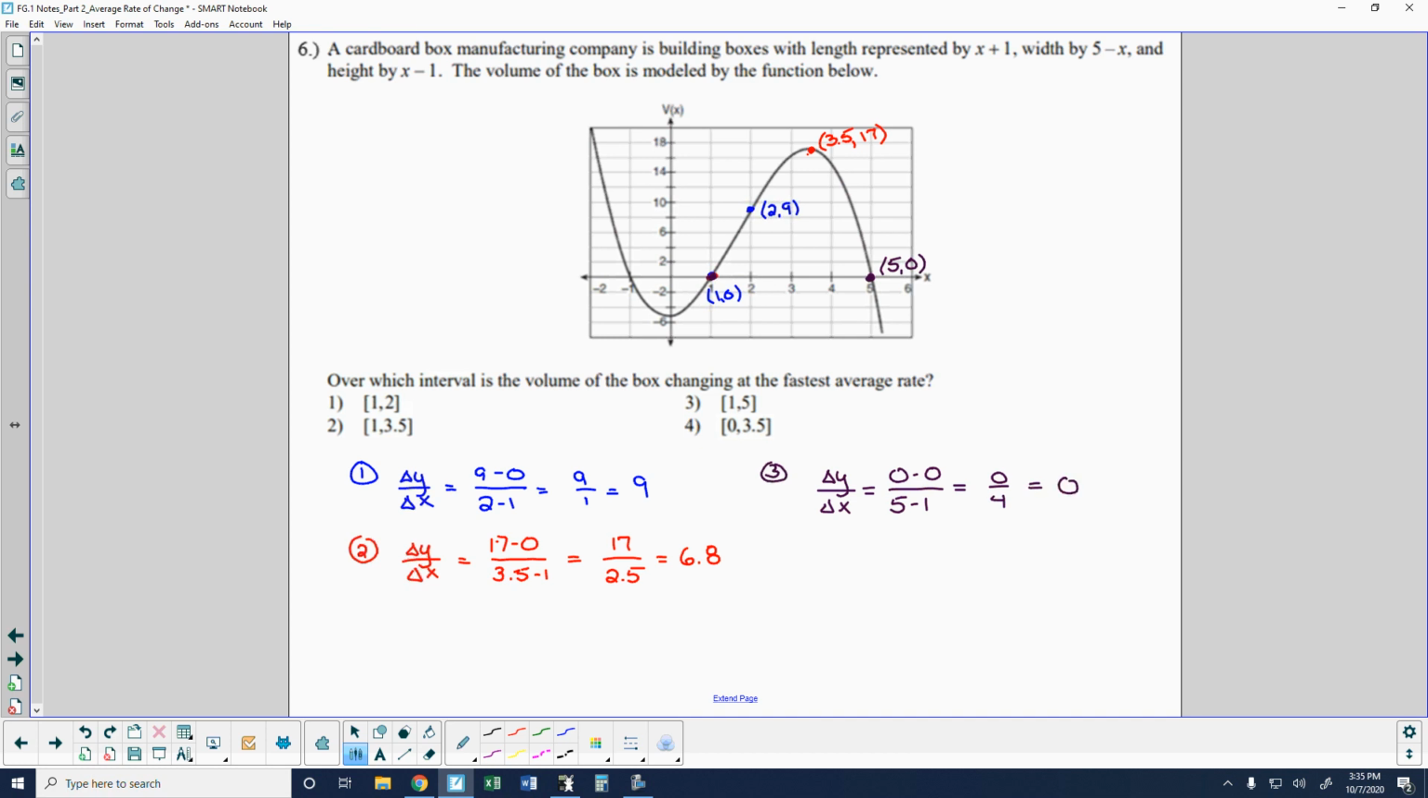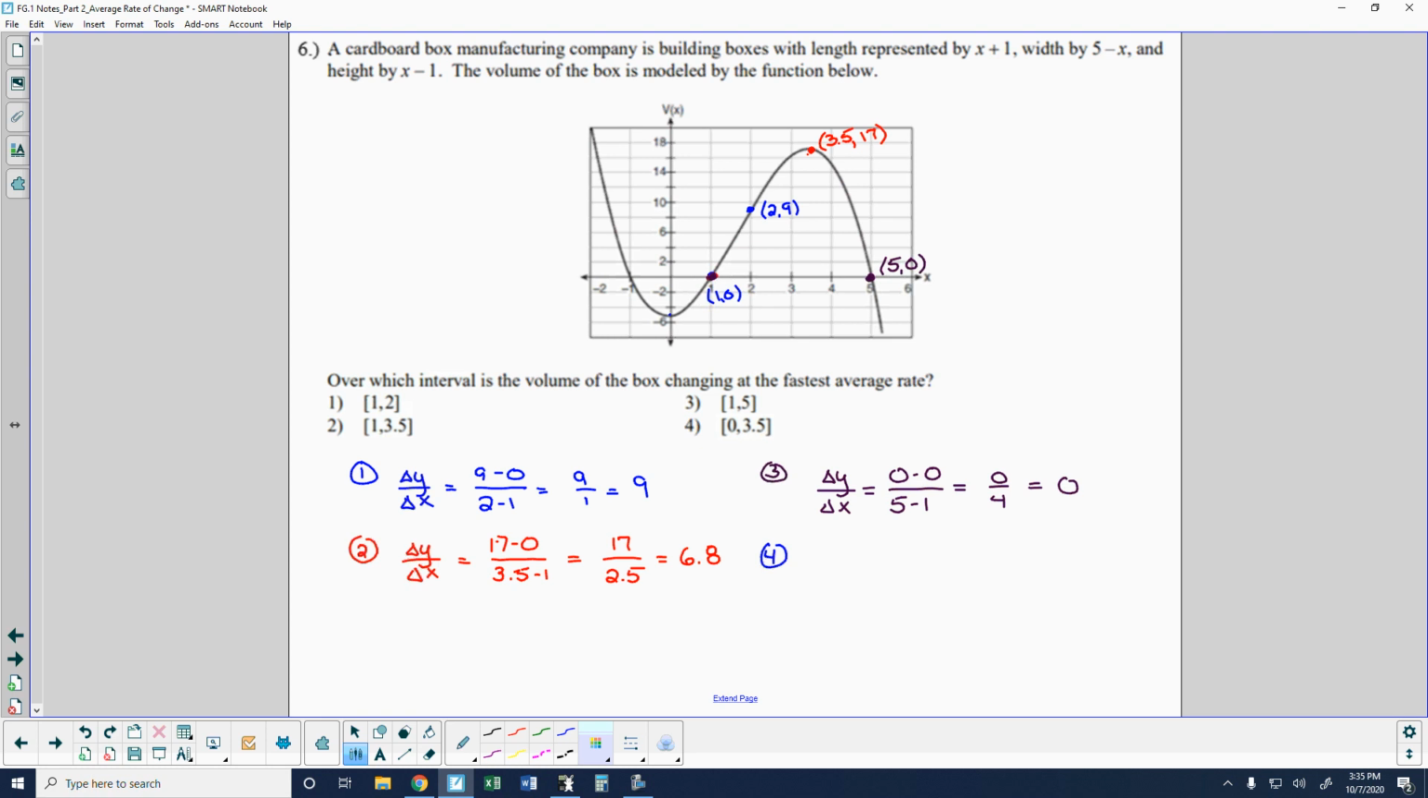The average rate of change for interval number 3, even though we see that it goes up and then goes down, on average, it's not moving. So we had a positive rate of change here, followed by a negative rate of change. So averaged across that interval, the average rate of change is 0. Go ahead and pause the video and see if you can find the average rate of change for the fourth interval.